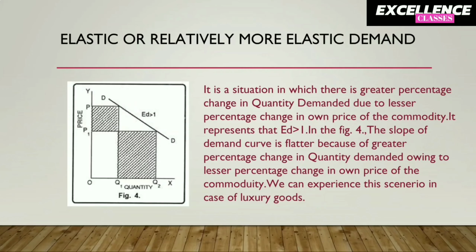Another one is elastic or relatively more elastic demand. It is a situation in which there is greater percentage change in quantity demanded due to lesser percentage change in the price of the commodity. It represents that elasticity of demand will be greater than 1. In figure 4, the slope of demand curve is flatter because of greater percentage change in quantity demanded owing to lesser percentage change in the price of the commodity. We can experience this scenario in the case of luxury goods. For example, if there is 10% decrease in the price of the commodity, there may be 20% increase in its quantity demanded.